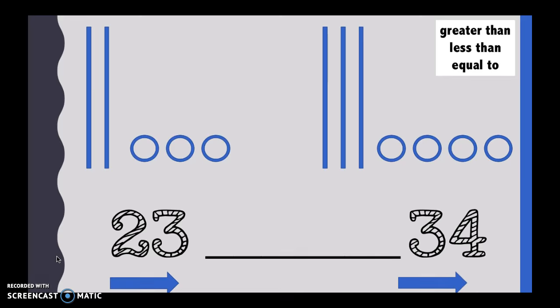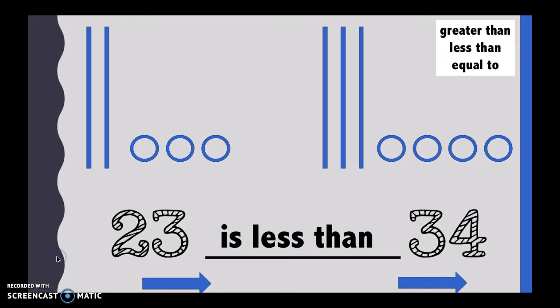All right, so these are my three choices. 23 is greater than 34? No. 23 is less than 34? Yeah, that makes sense. Because 23 is smaller than 34, so it is less than. Now let's start from the left and read to the right and make sure I did it in the right order. 23 is less than 34. Oh, yeah, good. Phew, that was really helpful having those choices.